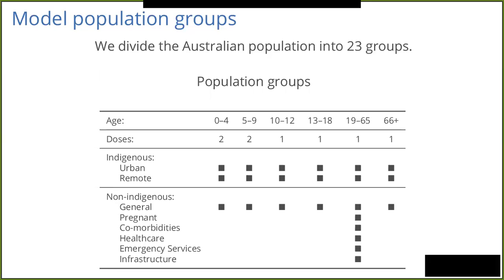We treat pregnant women as a separate risk group. We treat adults with comorbidities as a separate risk group. And then we have 3 key workforce groups who will be prioritized to receive vaccination first.